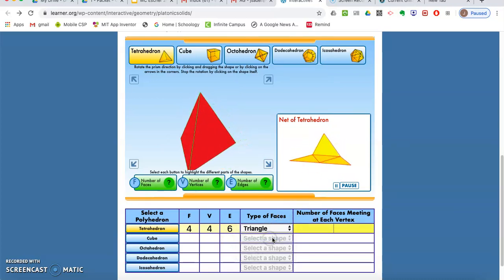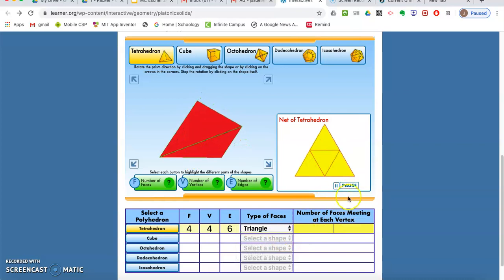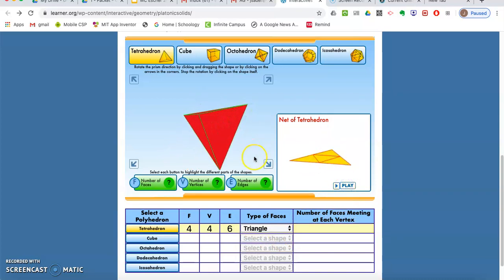The type of faces, I just look at this picture, I can see that they're all triangles. And then the number of faces that meet at each vertex, okay? So if I look at this, and one other thing you can do with this part of it is you can spin it around in different directions. Okay, so maybe that'll be helpful. I'm going to play the video again.